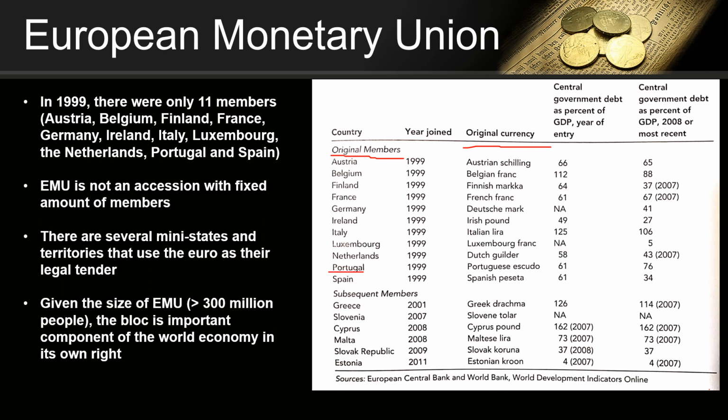Countries like Portugal use the Portuguese escudo. Spain used the Spanish peseta before joining the EMU. This picture also shows the subsequent members that joined the EMU after 1999. Greece, for example, joined the EMU in 2001. As we can see, the EMU is not an accession with a fixed amount of members. As the years go by, the amount of members can keep increasing.